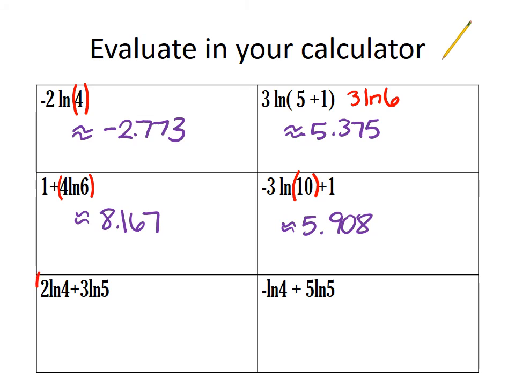For this next one, you may want to do parentheses around each piece if you're going to type it all in at once. Try to keep it in your calculator so that you aren't rounding and using rounded answers. So 2 ln of 4, close parenthesis, plus 3 ln of 5, close parenthesis. Pause the video if you need to. You should get approximately 7.601.